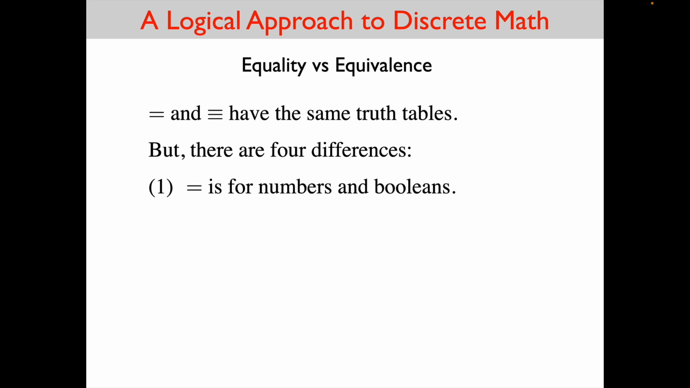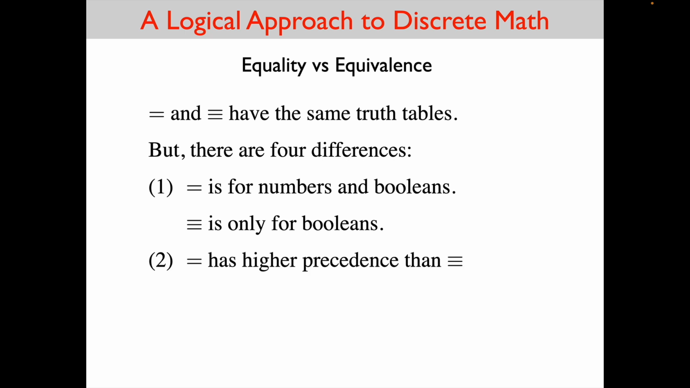First of all, equals is for numbers and Booleans. I could have said sets and lots of other things, anything. On the other hand, equivales is only for Booleans. So it doesn't make sense to say x equivales y when x and y are integers. That would be incorrect. You would have to say x equals y, not equivales. So number one, equals is for numbers and Booleans. Equivales is only for Booleans.